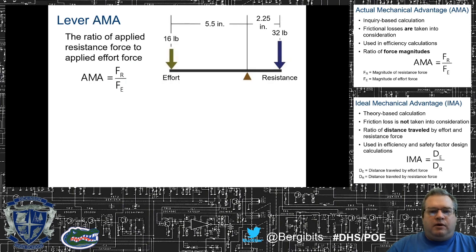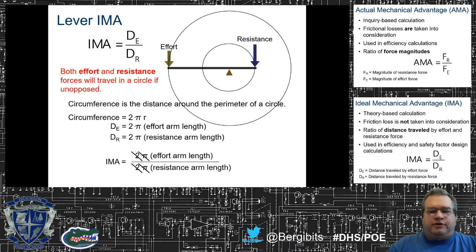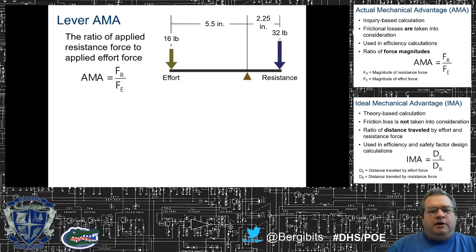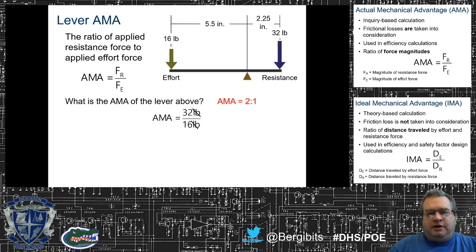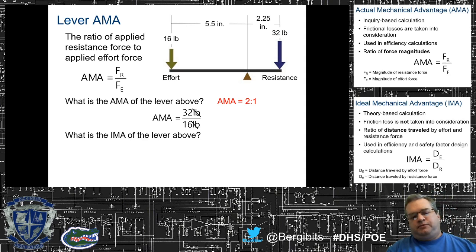All right, lever AMA. Hold on a second. We're going to actually calculate in a couple more slides. So lever AMA. Force resistance is 32 pounds. That's going to be on the top, and force effort is 16 pounds. So it's going to be 32 divided by 16. AMA is a ratio of 2 to 1. What is the IMA of the lever above?